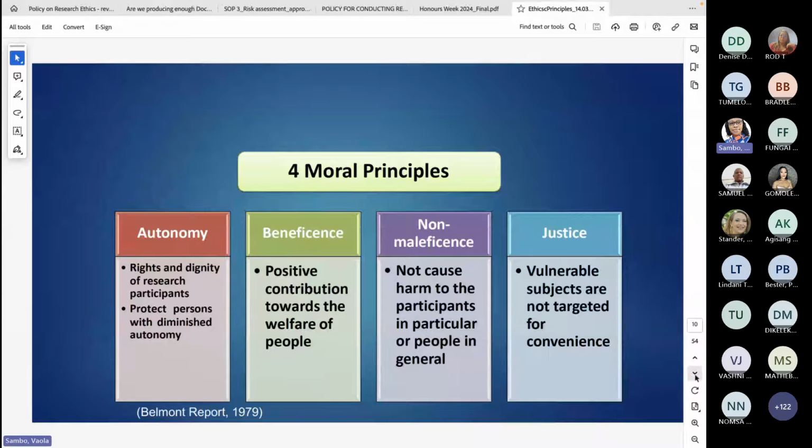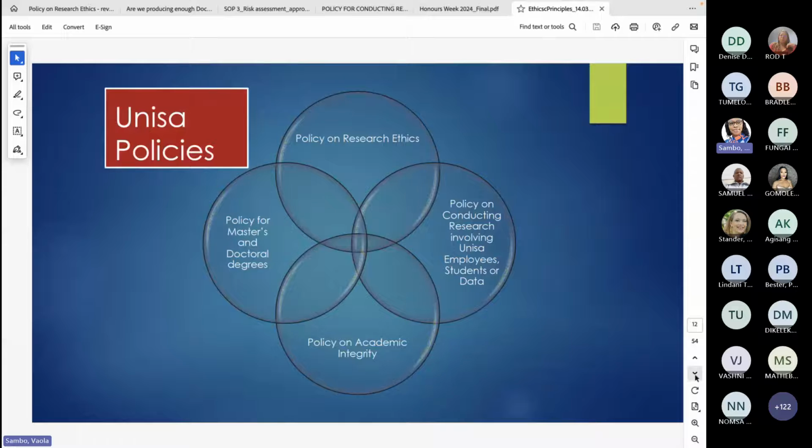Okay, all right. So we work within a regulatory and legislative environment within the ethics space. At UNISA, there is a policy on research ethics, and then there's the policy for master's and doctoral degrees. And then there is the policy on conducting research involving UNISA employees, students, or data. And then we have a policy on academic integrity.